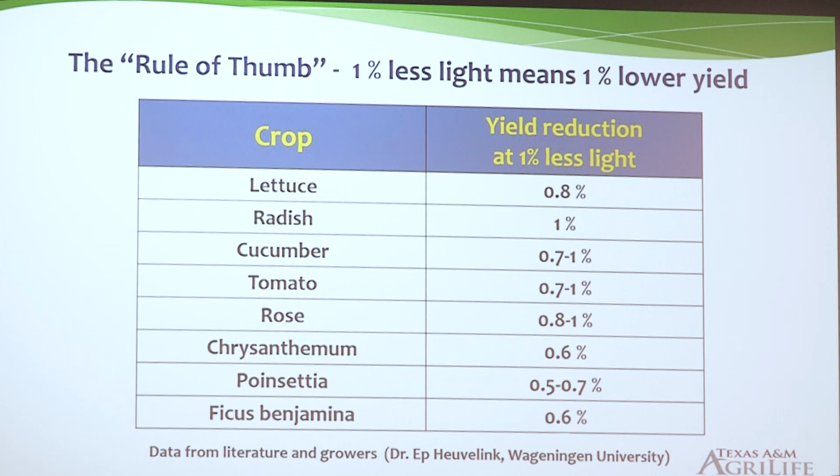This was provided by a professor from Wageningen University, and I just copied it. They said the data is from literature and from growers. I believe this data because they have much darker months in winter time. If you reduce the light intensity, how much will the yield be reduced? Lettuce is 0.8%, radish 1%, and cucumber and tomato 0.7 to 1. So you see, it makes sense. That's very reliable data.